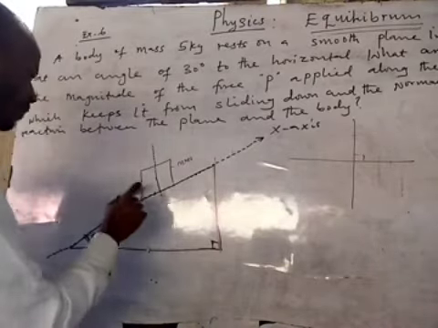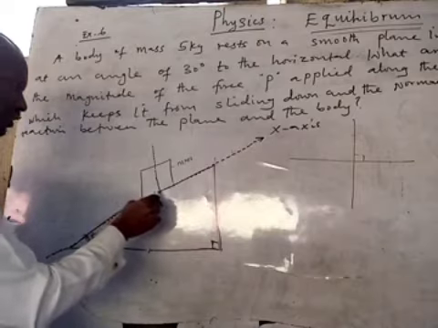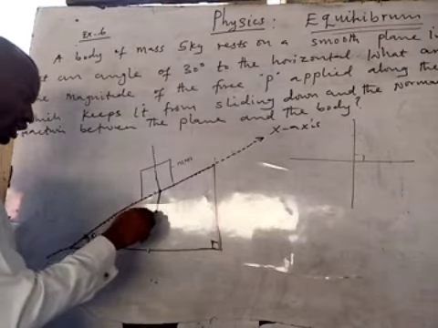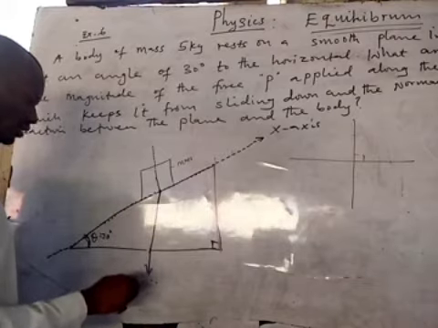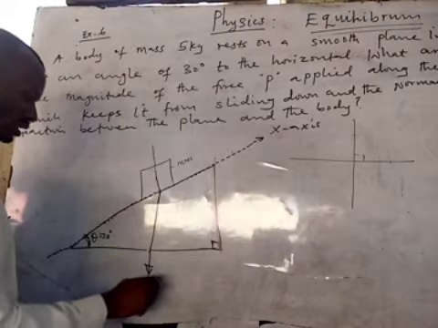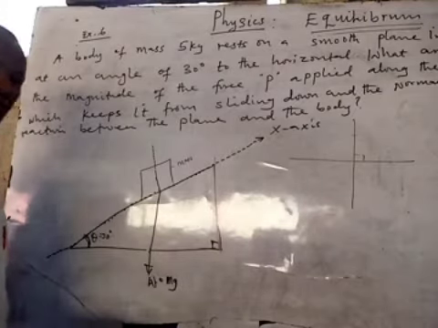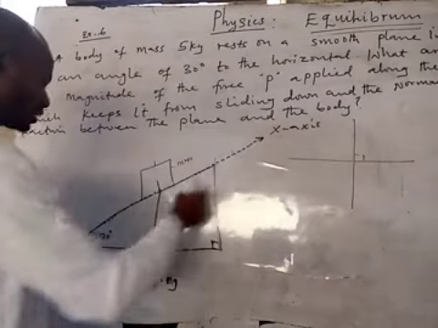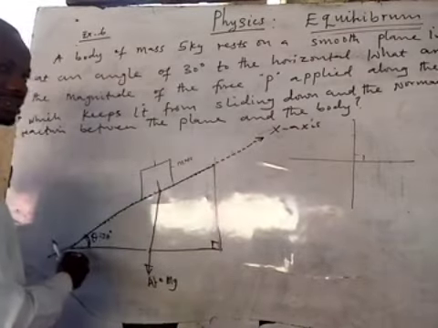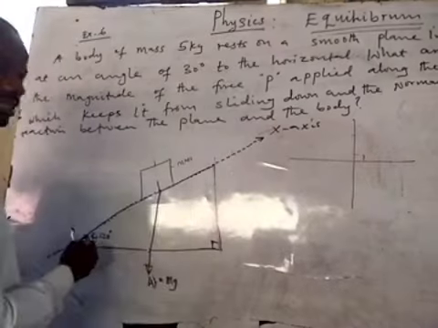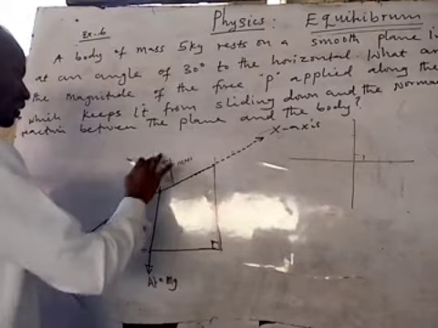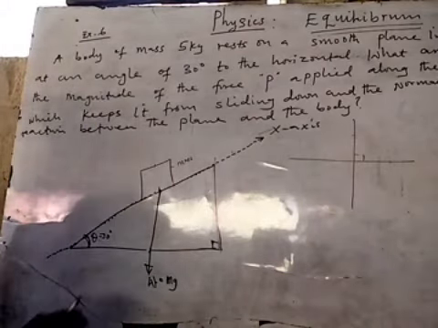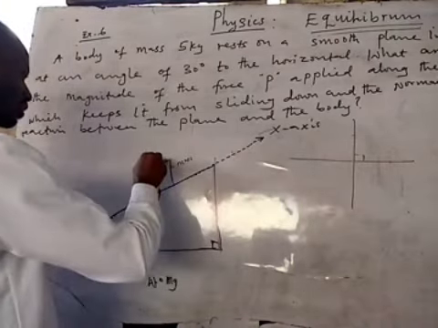Let me produce the diagram in a proper way. Please watch. This is the body. It experiences a vertical downward force, which equals the weight, given as mg. Now I have taken this line, along the plane, as my x-axis. So our y-axis should be a line that is perpendicular to this x-axis.